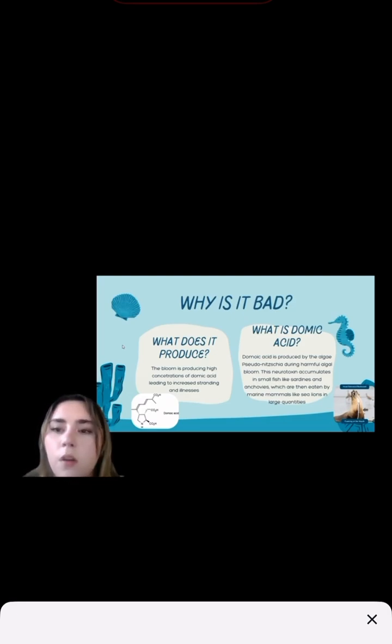So here in the corner, you can see a head extended backwards, foaming at the mouth, and that's a sea lion. So that's one of the steps that happens when they are intoxicated. And the final step is domoic acid getting to their brain, and they die.